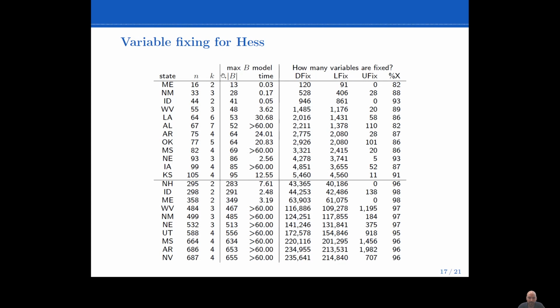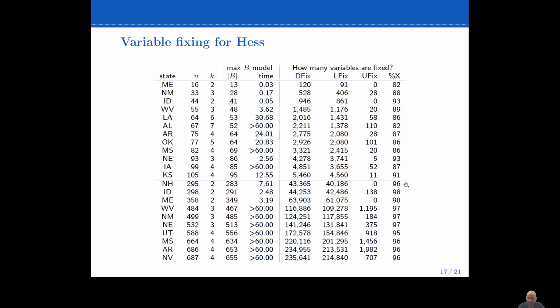The size of B directly factors into how many of these variables get L-fixed, which is a decent number, as is the number of variables that are fixed with diagonal fixing. There are also a few fixed with something called U-fixing that I skipped over, thus leading to the total percentage of X variables that are fixed typically being 80%, 90%.